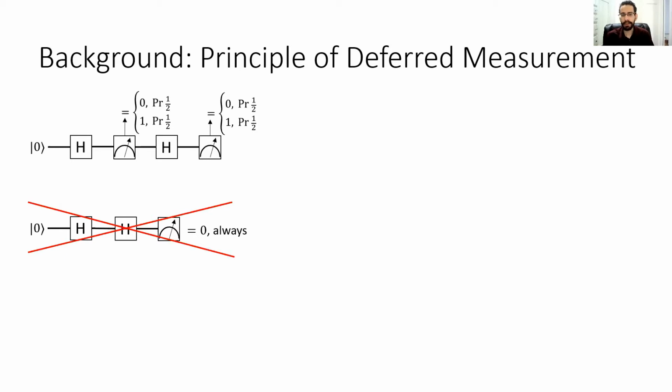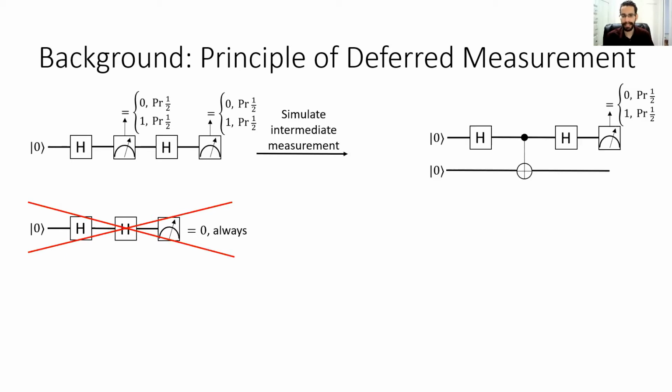Instead, the principle of deferred measurement works by simulating each intermediate measurement using a fresh qubit and a CNOT gate. It's then easy to check that the output distribution of this new circuit is identical to the output distribution of our original circuit. These two circuits are equivalent.